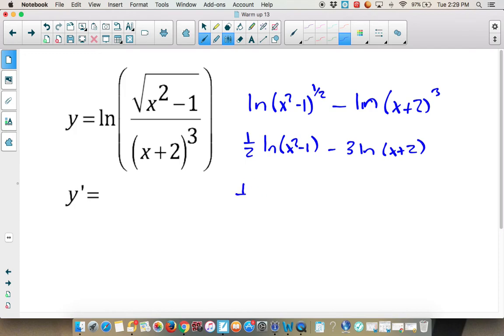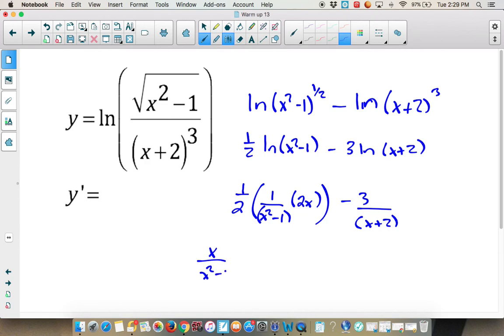So it's going to be 1/2. The derivative of ln of x squared minus 1 is 1 over x squared minus 1 times the derivative of the inside, which is 2x, minus 3 over x plus 2, because the derivative of ln of x plus 2 is 1 over x plus 2. Cleaning up that 1/2 and 2, this is x over x squared minus 1 minus 3 over x plus 2. That's what y prime equals.